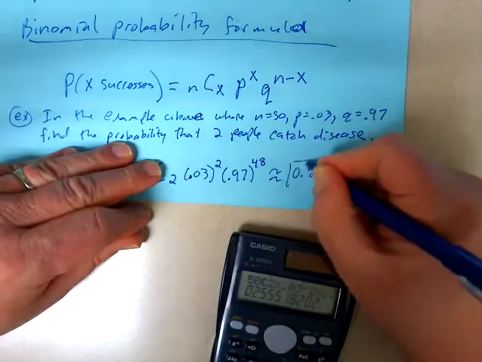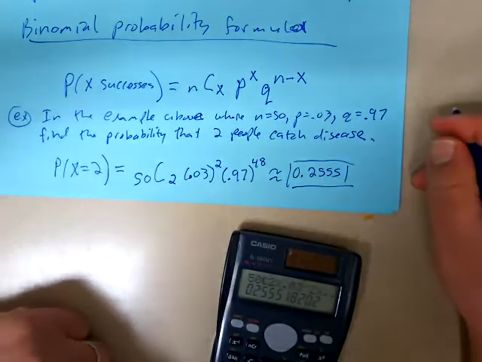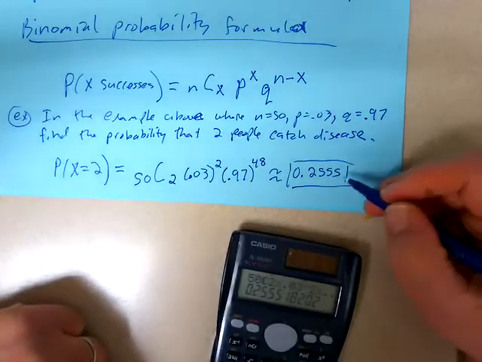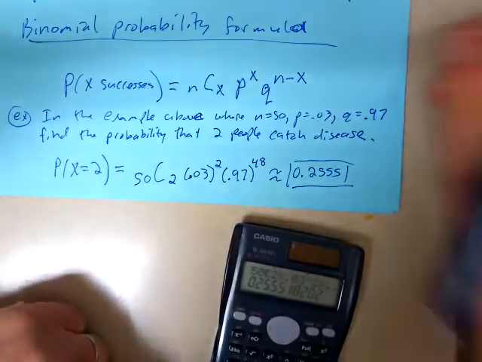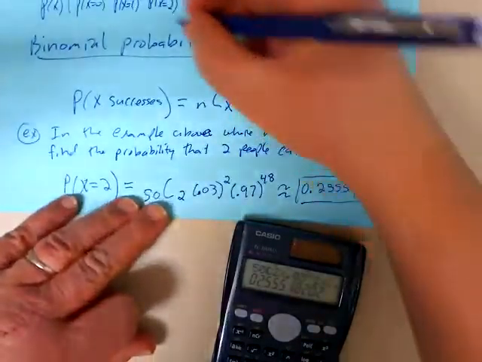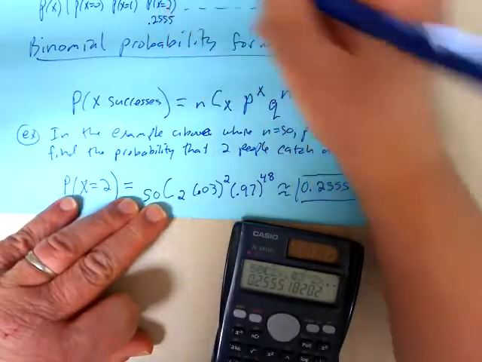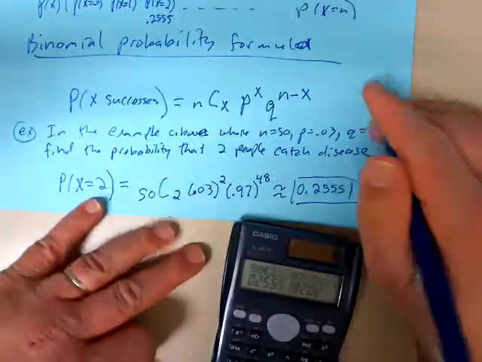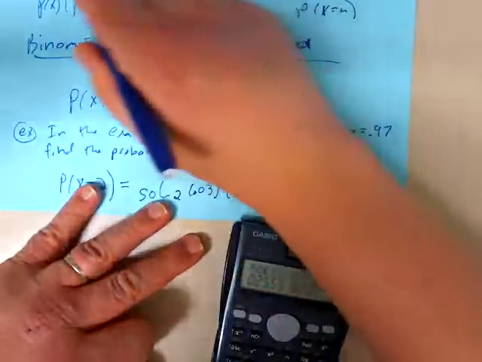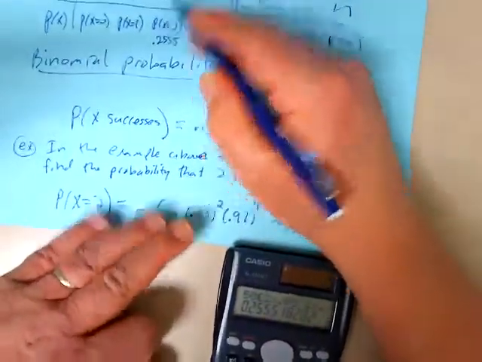0.2555. And that would be the probability that 2 people catch the disease. That 2 people catch. So this literally is what would go right here in my table, 2555. Okay? And all of these are going to add up to 1, right? So this gets a pretty big chunk that 2 people catch the disease.